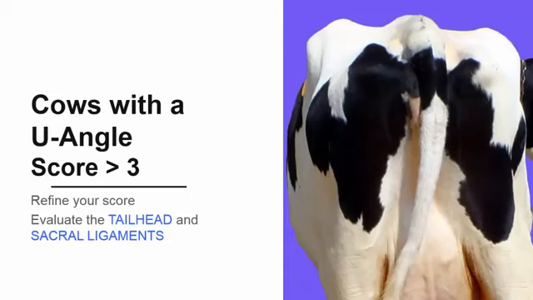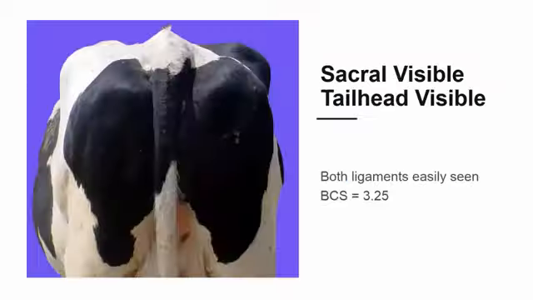Now, let's go back to that very first decision where we separated cows based on the angle between their hooks and pins and work at refining scores greater than 3. To do this, we start by evaluating the tailhead and sacral ligaments. The tailhead ligament is found between the tailhead and the pins. The sacral ligament is found between the spine and the hooks. The visibility of these ligaments will help you score cows with more condition.